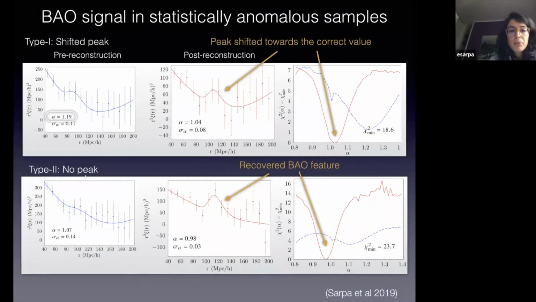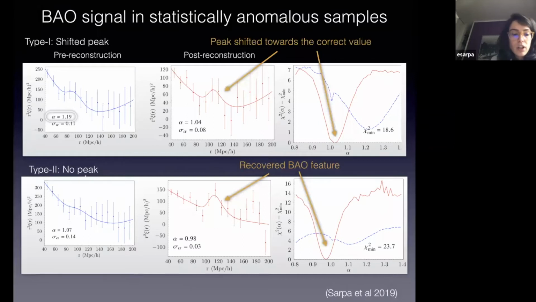On the top row, you can see on the left, in the blue line, the pre-reconstruction BAO signal, where the alpha parameter is 1.19, so it's clearly biased. After applying reconstruction, in the central column, we see that the bias in the alpha parameter is strongly reduced. And if you look also at the chi-square distribution, we see that the minimum chi-square is sharper and also closer to unity.